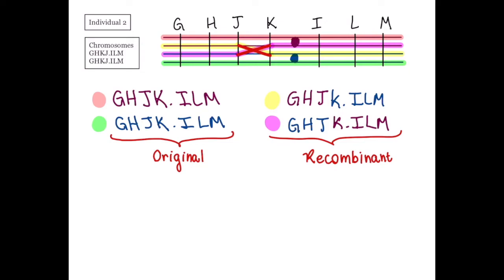We can see the red and green gametes have the original sequence, each from one of the parent chromosomes. The yellow and purple look like the original but are recombinant chromosomes. None of them have any duplicated genes, so they're all viable gametes. For that reason, individual 2 has a higher fitness than individual 1 because all of their gametes are viable.